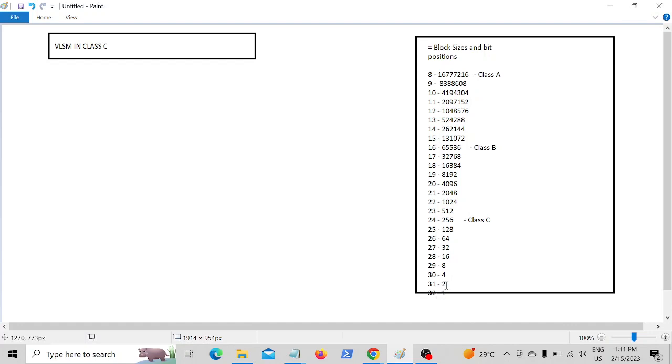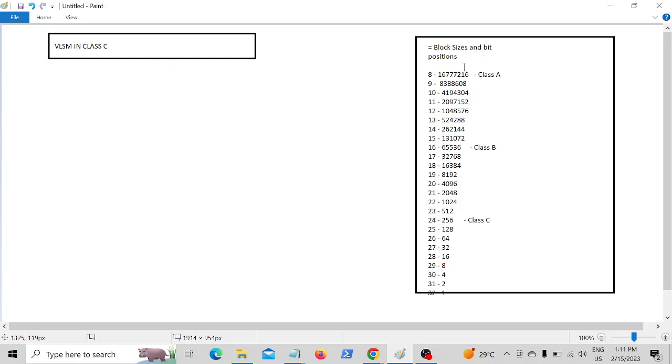1 into 2 is 2, 2 into 2 is 4, 4 into 2 is 8, 8 into 2 is 16, 16 into 2 is 32, 32 into 2 is 64, 64 into 2 is 128, 128 into 2 is 256. So 256 is class C. Again into 2, 512, into 2, keep on going.